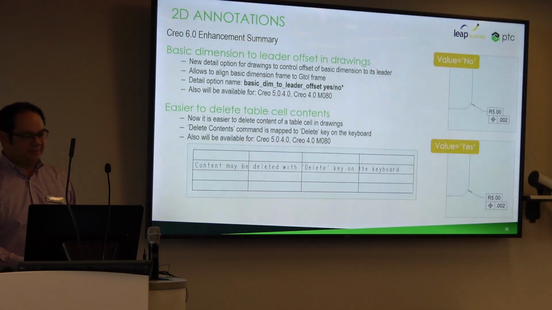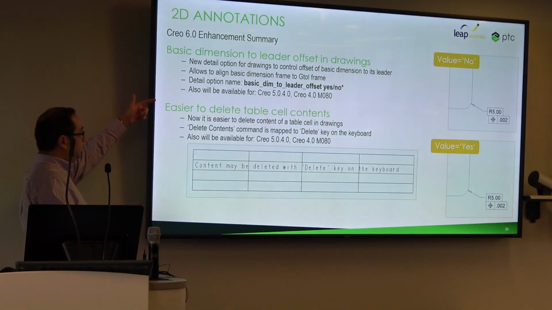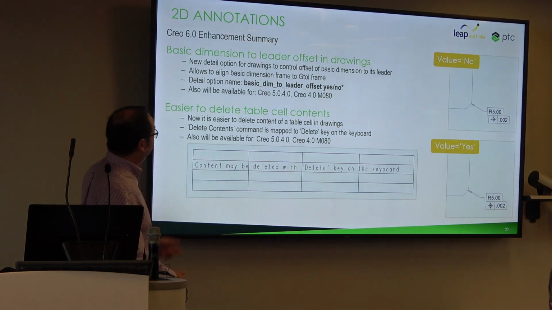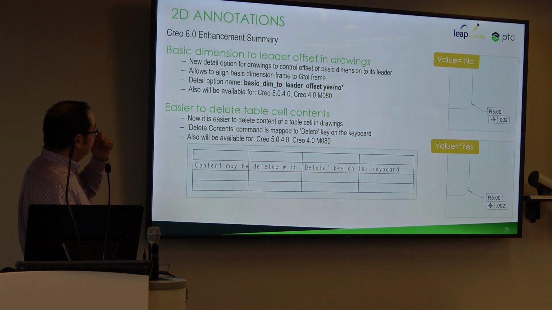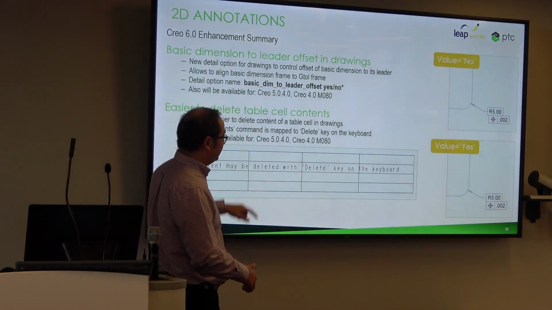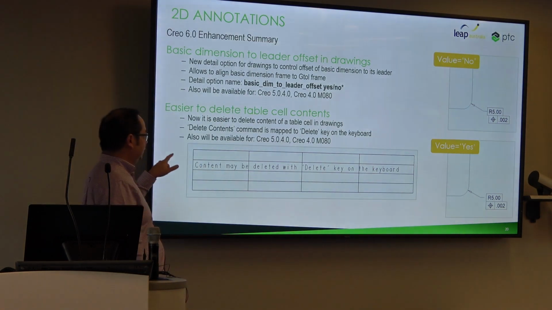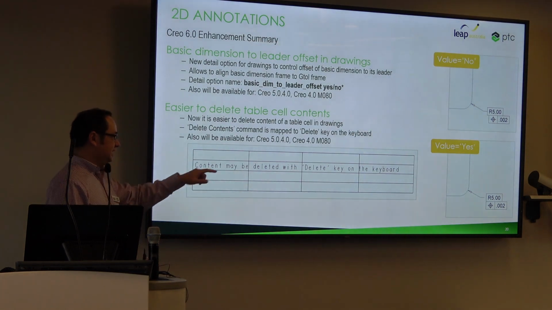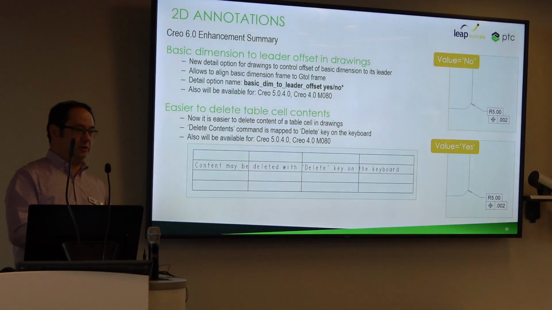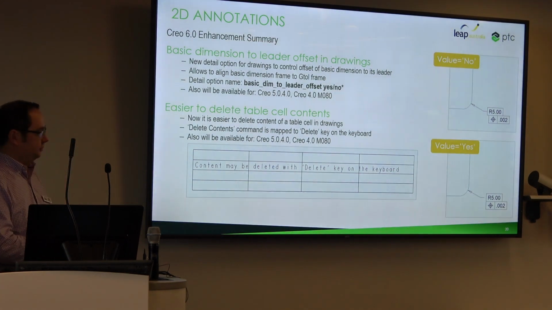A couple of little things. Both of these have been backported into more recent versions of 4 and 5. New options for controlling your leader offsets when you're working with G-tiles and basic DIMs. And when you're working with tables, deleting stuff out of a table cell is a lot simpler now. Just pick the cell and hit the delete key and it's gone. No more right-click, delete, those sorts of options.